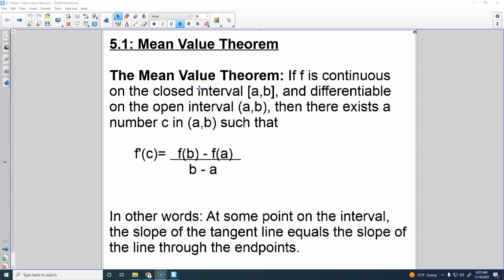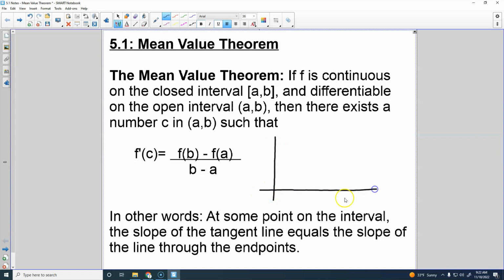continuous on the closed interval a to b, and differentiable on the open interval a to b, then there exists a number c in (a, b) such that f prime of c equals f of b minus f of a over b minus a. So let's talk about what that means. I'm going to draw a picture for us here.